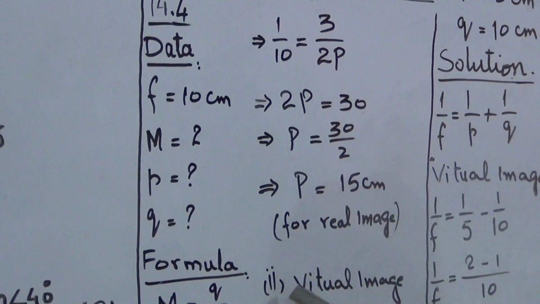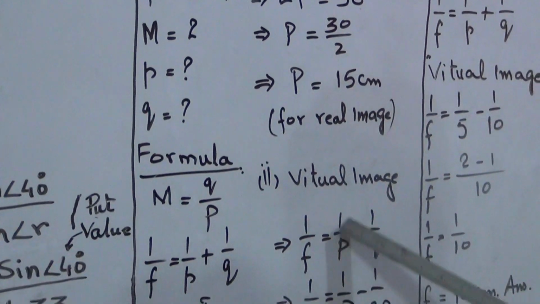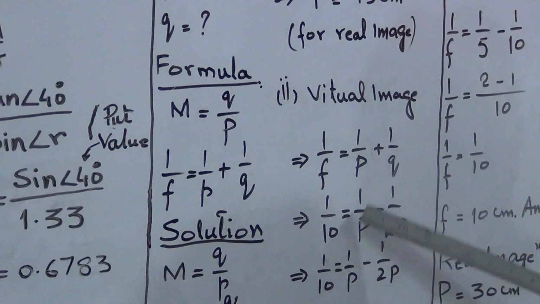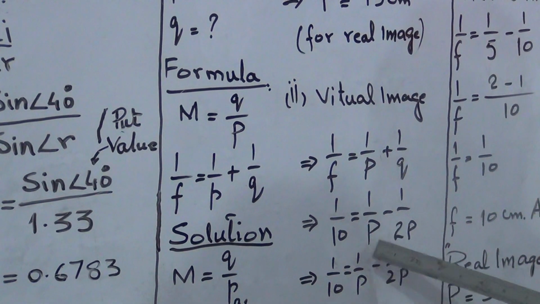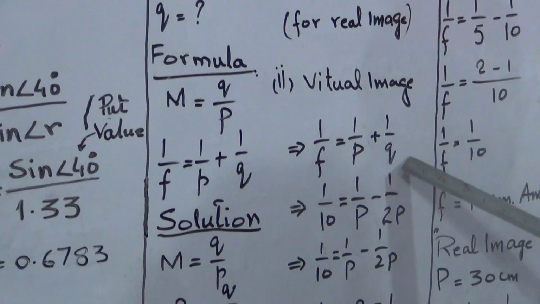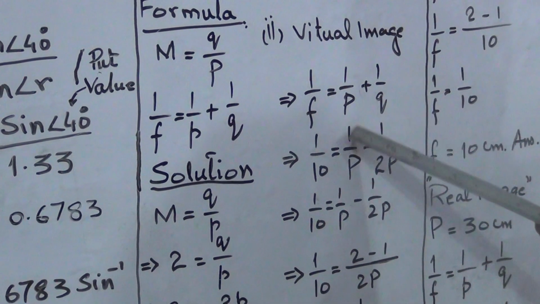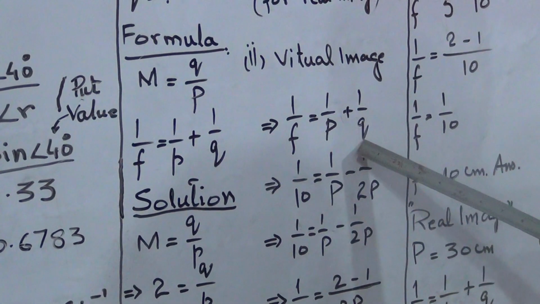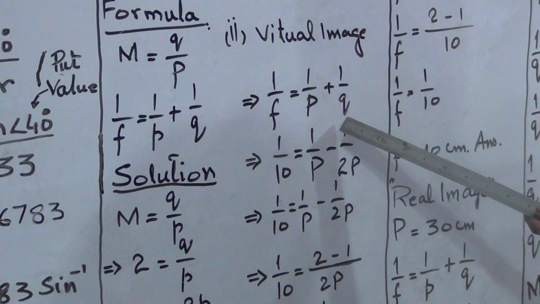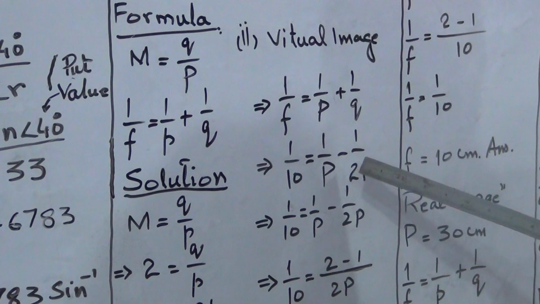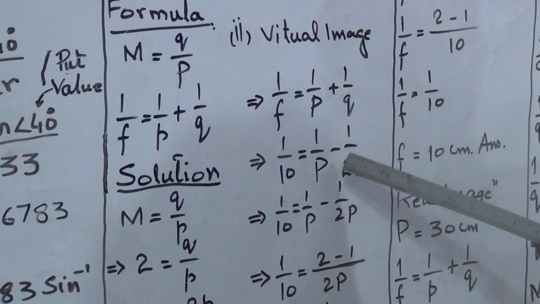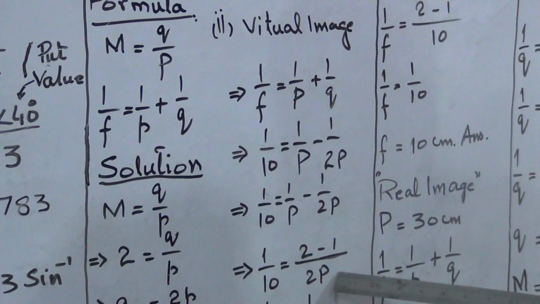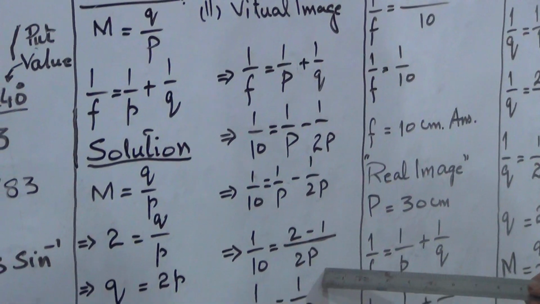For the virtual image, 1 upon f is equal to 1 upon p plus 1 upon q. 1 upon 10 is equal to 1 upon p minus 1 upon 2p, because for the virtual image the value of q is negative. Therefore we will put this sign, instead of plus we will write minus. So by getting the LCM, it comes 2p.